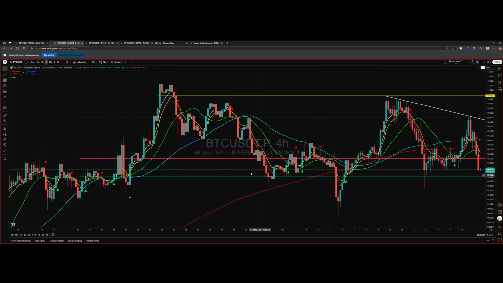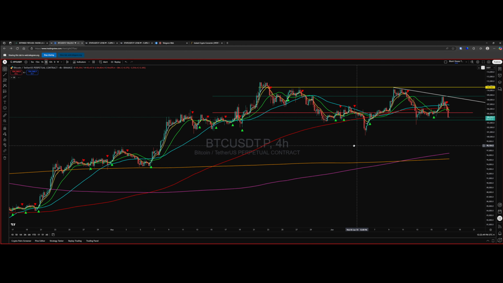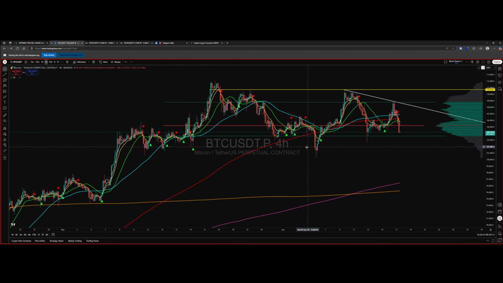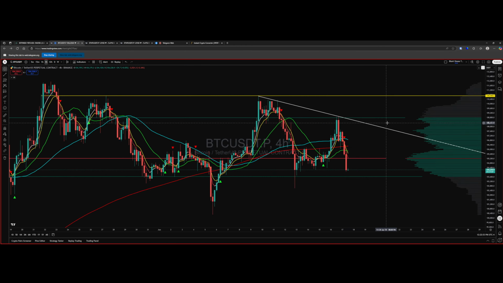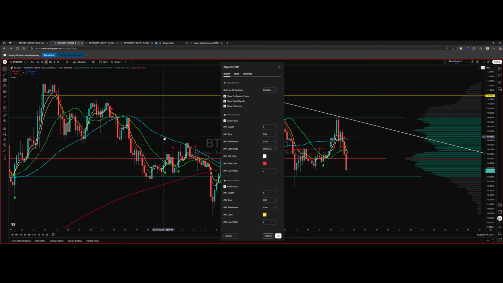But price is always going to range. It's always working from level to level, which is kind of why we wanted to use this 4-hour chart. Let me take these off for a second.